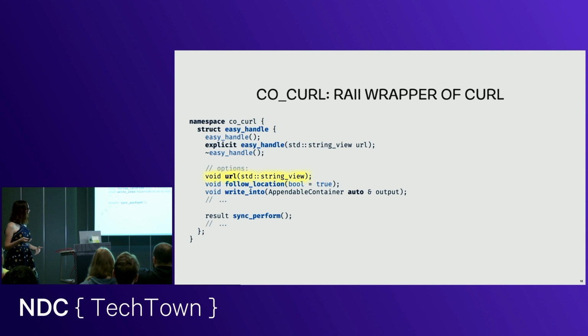So, other URL again, follow location. Everything is typed and nice as a function, not just a property with some opaque interface. And also write into, which is a template, which takes any appendable container you can append into. And there is a sync perform, which I want to be visible, that this perform is synchronous. So it will block you and it should be visible in your code. So this is the highlight of the RAII API.